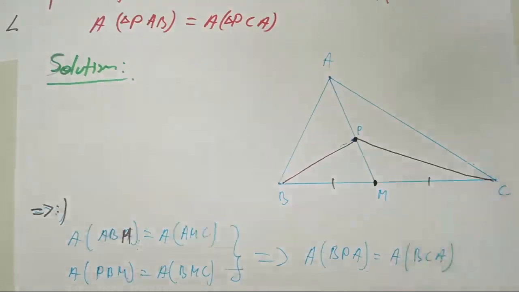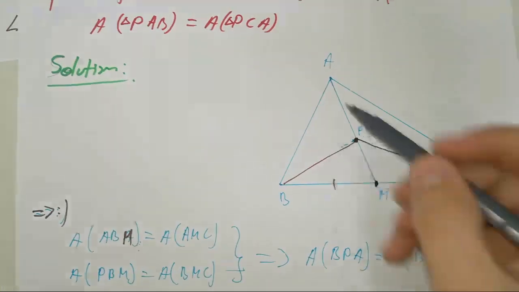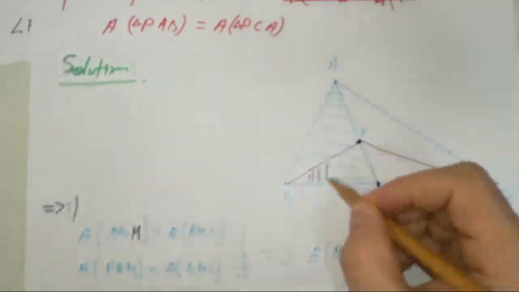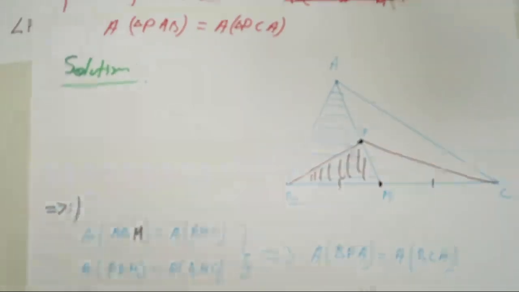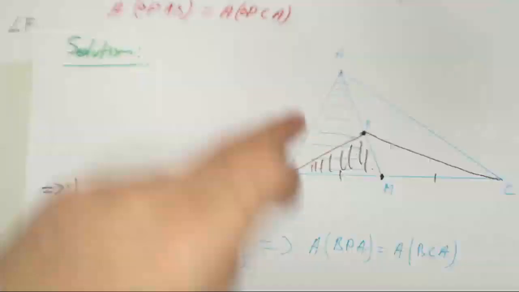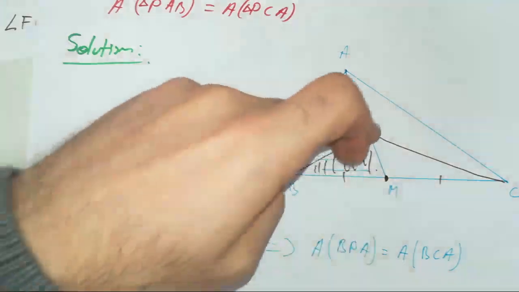Well, if I shade these two triangles, the triangle ABM and the triangle PBM, one with blue marker and the other with brown marker, then the area of the triangle ABP is equal to ABM minus PBM.